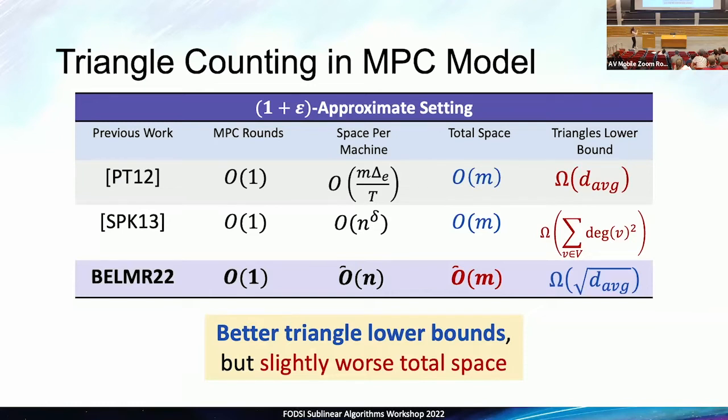So we show a square root of d average, where d average is the average degree in the graph. And the previous best lower bound was just d average. But we achieve slightly worse total space. So I want to make a note about this total space here. So we actually get m times log n total space. And the log n is from amplifying our probability from constant probability of success of getting a 1 plus epsilon approximation to high probability of success. So if you only want constant probability, we can get rid of the log n in our total space here.